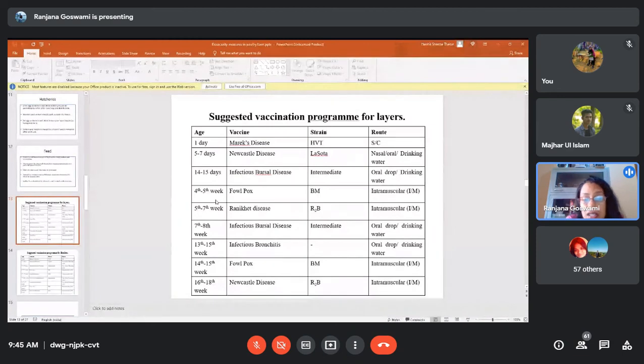Now the suggested vaccination program, that comes under prevention. Even after doing all these things, viral diseases you cannot prevent, so you have to go for vaccination programs. For the layers, all of you know, we have already discussed all this. That is why I discussed the diseases first.